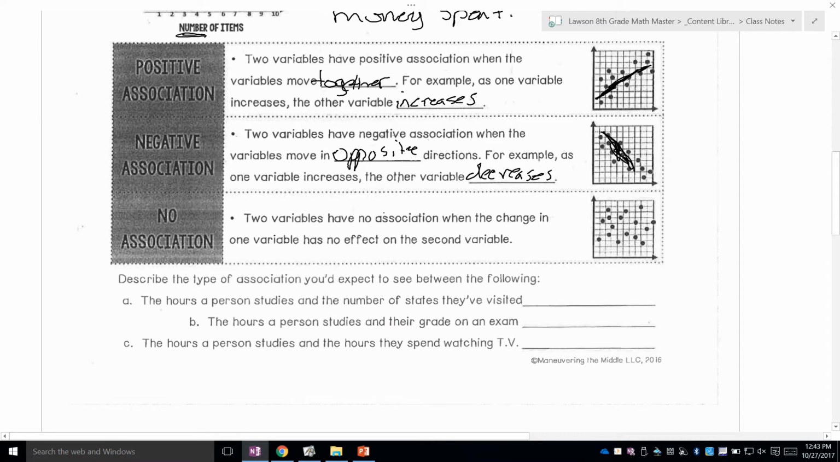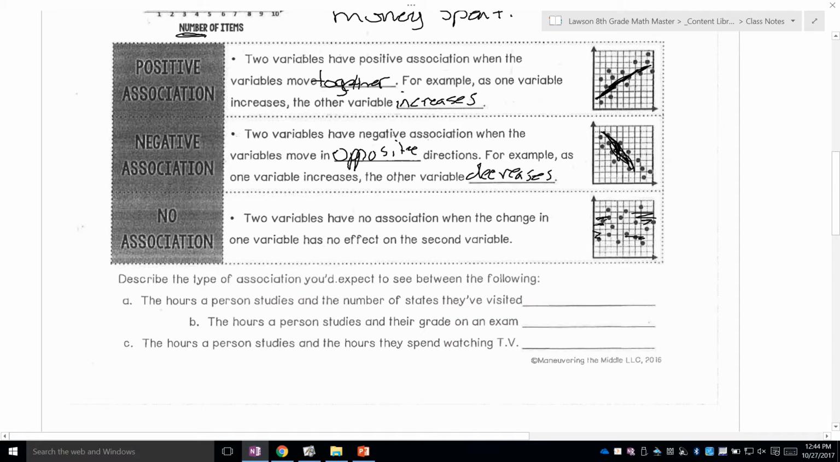Okay? In no association, two variables have no association when the change in one variable has no effect on the second variable, right? So it would be like watching the Food Network, watching the cooking channel helps you get karate skills, right? That's going to have no association. It doesn't matter how many hours of the Food Network that you watch, your mastery of karate is never going to go up. So those would have no association, and that's why you see this graph over here where the data just seems to be scattered all around. So that's going to be no association.